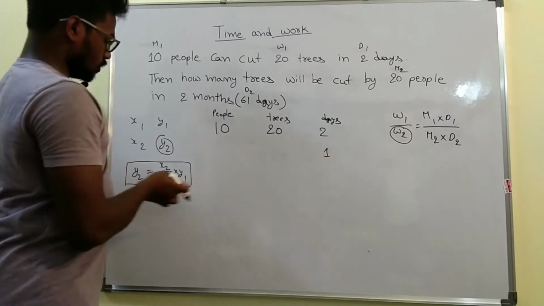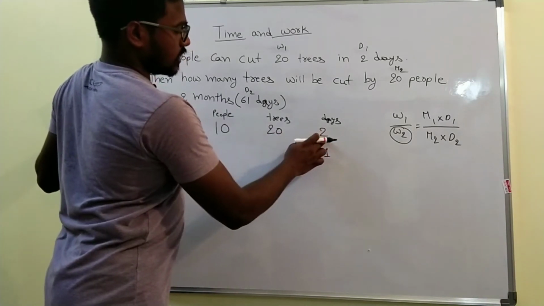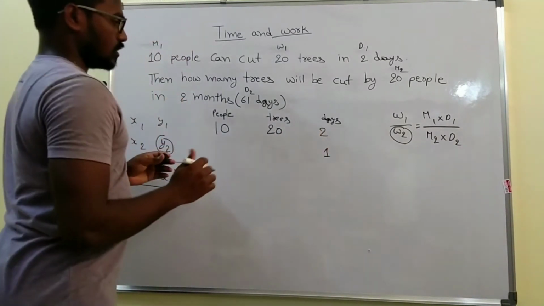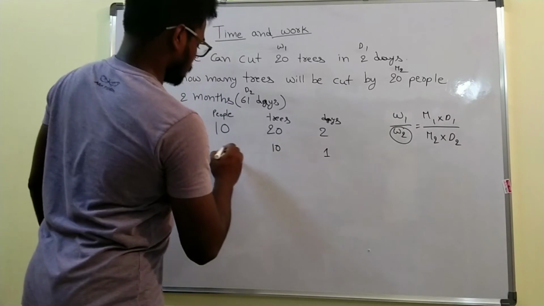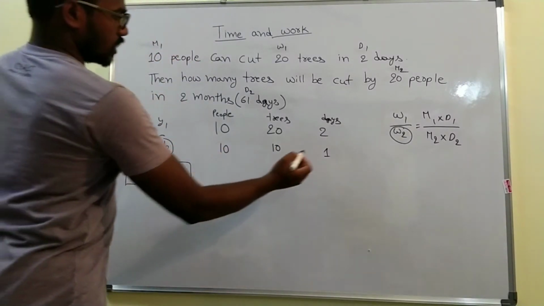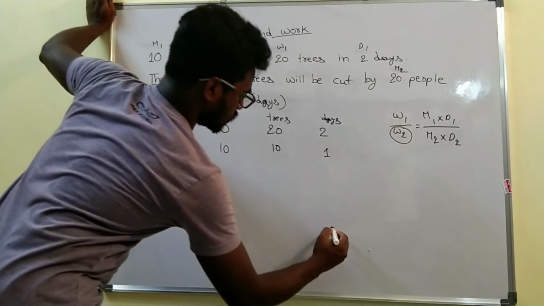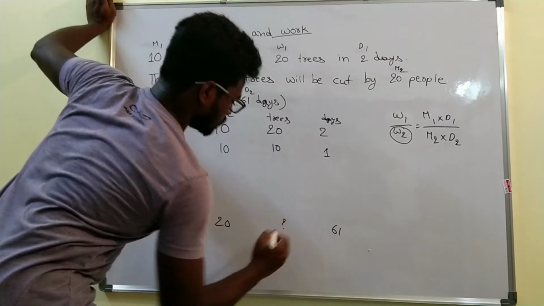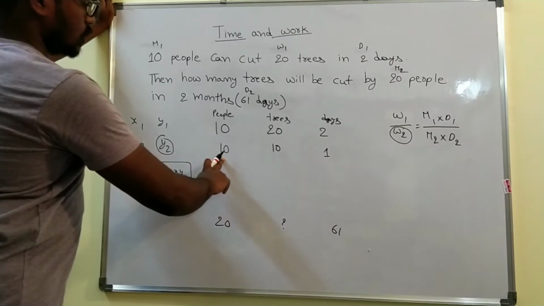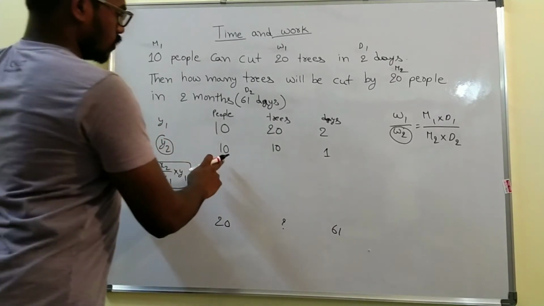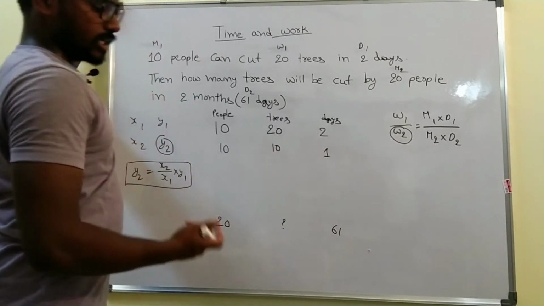In this case we need not use this formula. We can directly know that if they can cut 20 trees in 2 days, then in 1 day obviously they can cut only 10 trees. So we reduce this to 1 day, 10 trees and 10 people. Now we need to find how many 20 people can cut in 1 day. If we know that, we can multiply those many trees by 61 days and get the direct answer.